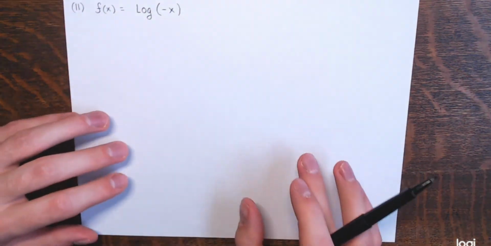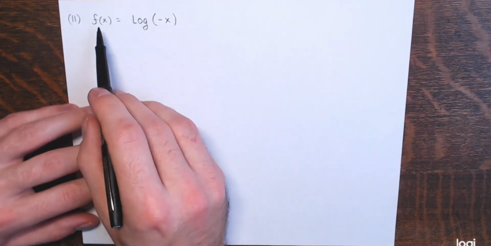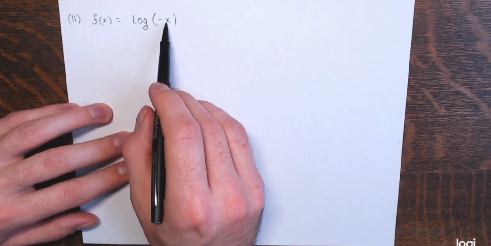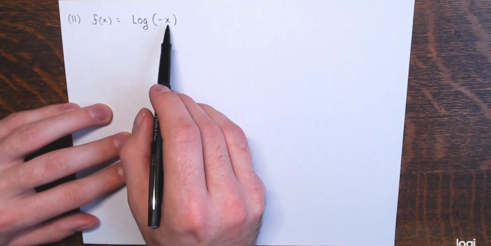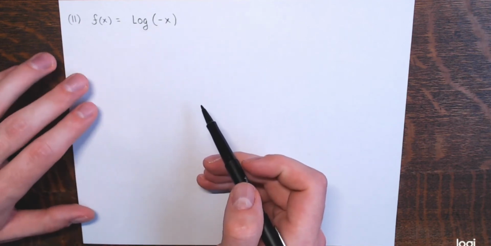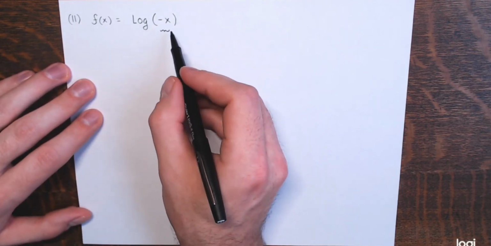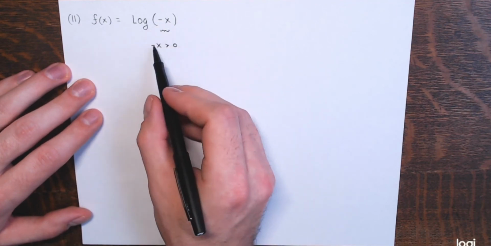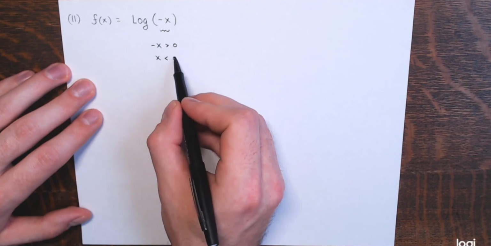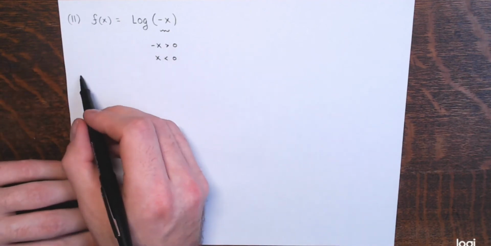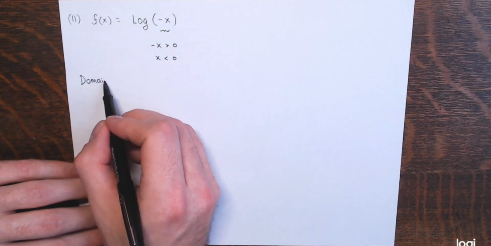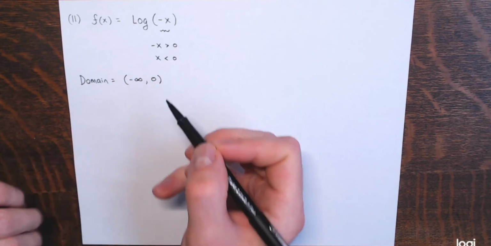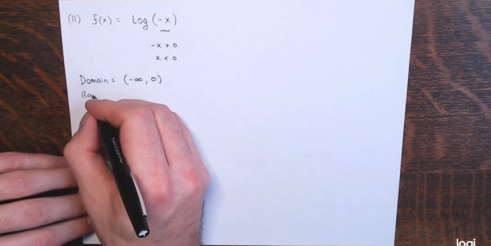All right, so this one, f of x equals the log base 10 of negative x, right? This would be log of x, but reflected across the y-axis, right? X is replaced by negative x, if you were doing transformations. All right, so once again, I'm going to do the usual stuff. This negative x needs to be positive. Dividing by negative 1 flips the symbol, so x needs to be less than 0 this time. All right, so the domain for this function is all values less than 0, so everything from negative infinity up to 0. And the range is all real numbers, as usual.